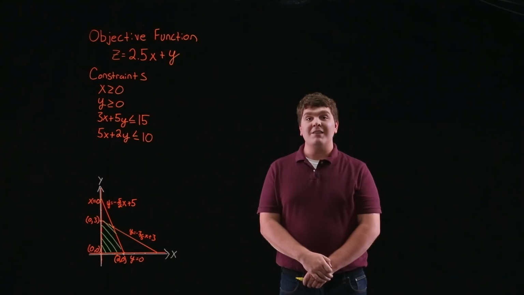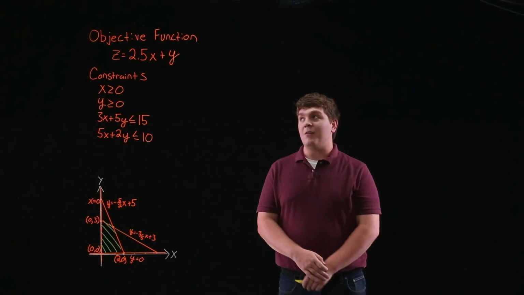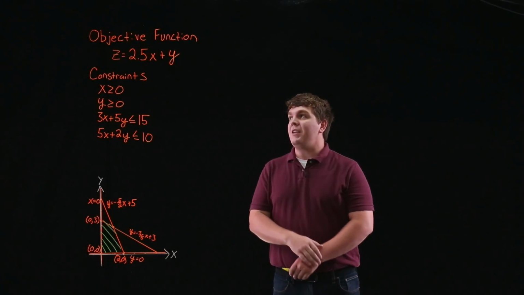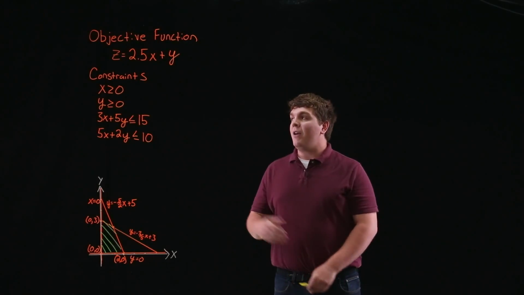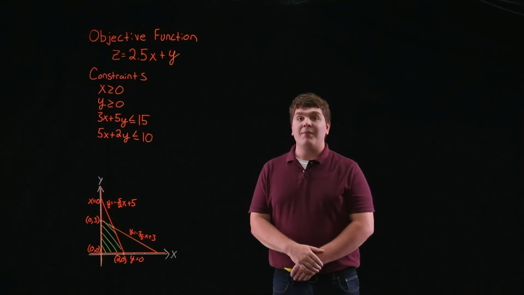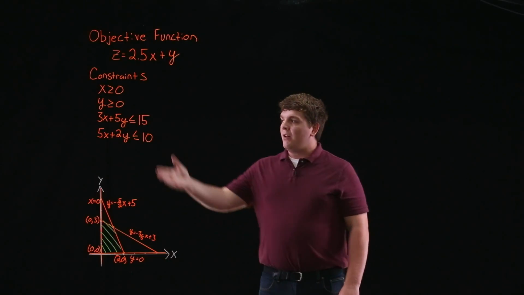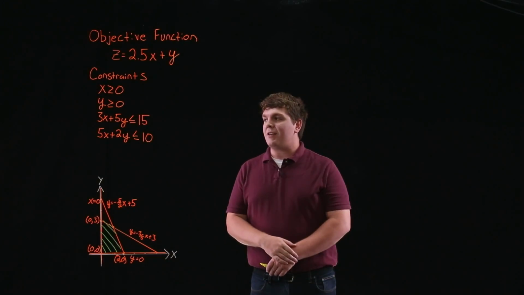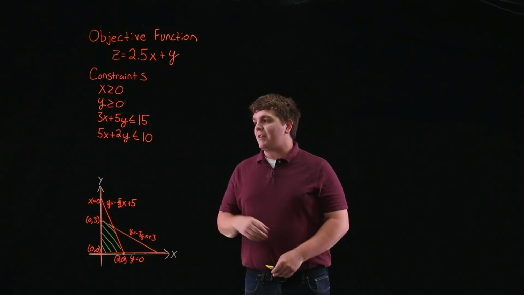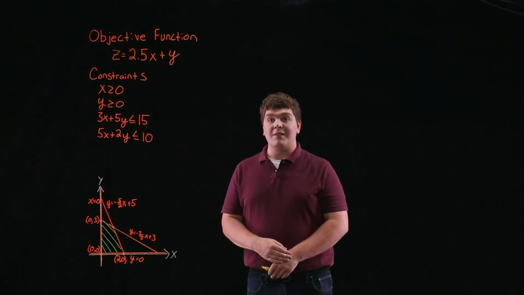For this problem, we're asked to find the maximum and the minimum values of our objective function z equals 2.5x plus y, subject to our constraints. x is greater than or equal to 0, y is greater than or equal to 0, 3x plus 5y is less than or equal to 15, and 5x plus 2y is less than or equal to 10.